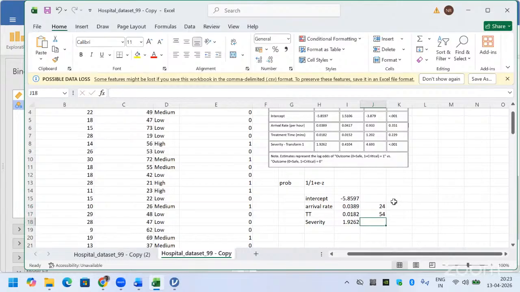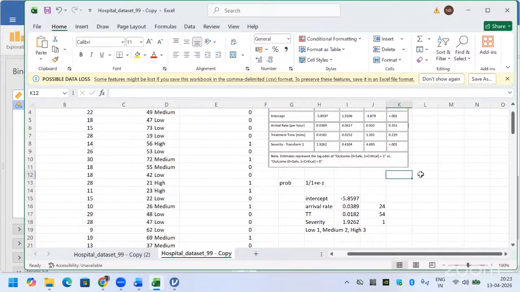And for severity, I've got three kinds of severities. Low is equal to 1, medium is equal to 2, and high is equal to 3. These are the three things that I've assumed. Now I'll assume severity to be 1, so for case 1, I'm assuming severity to be 1.